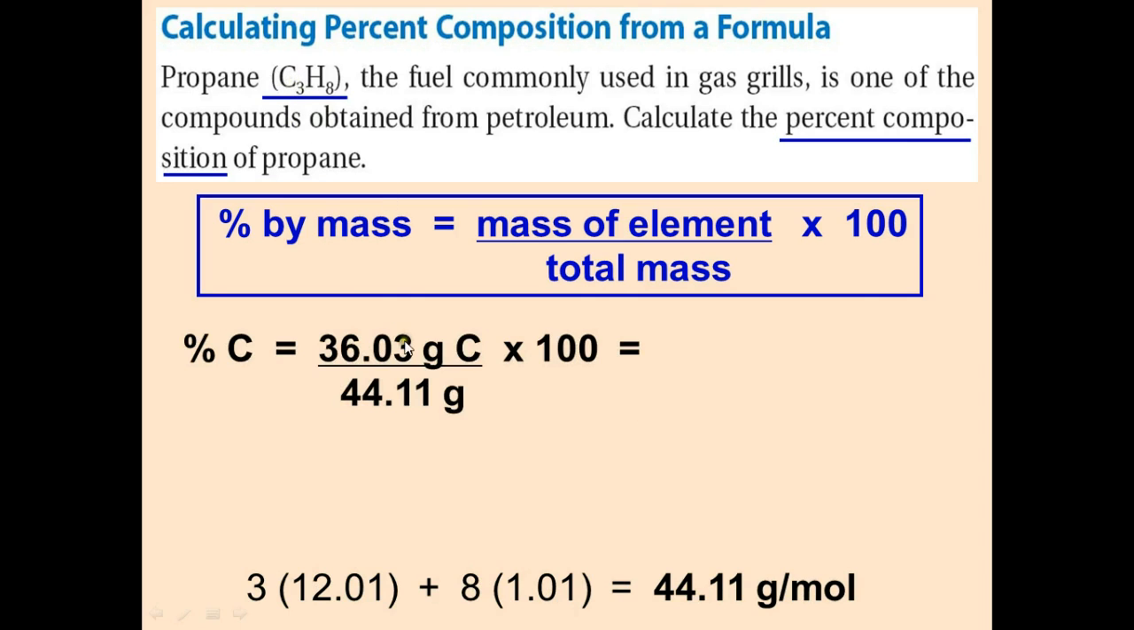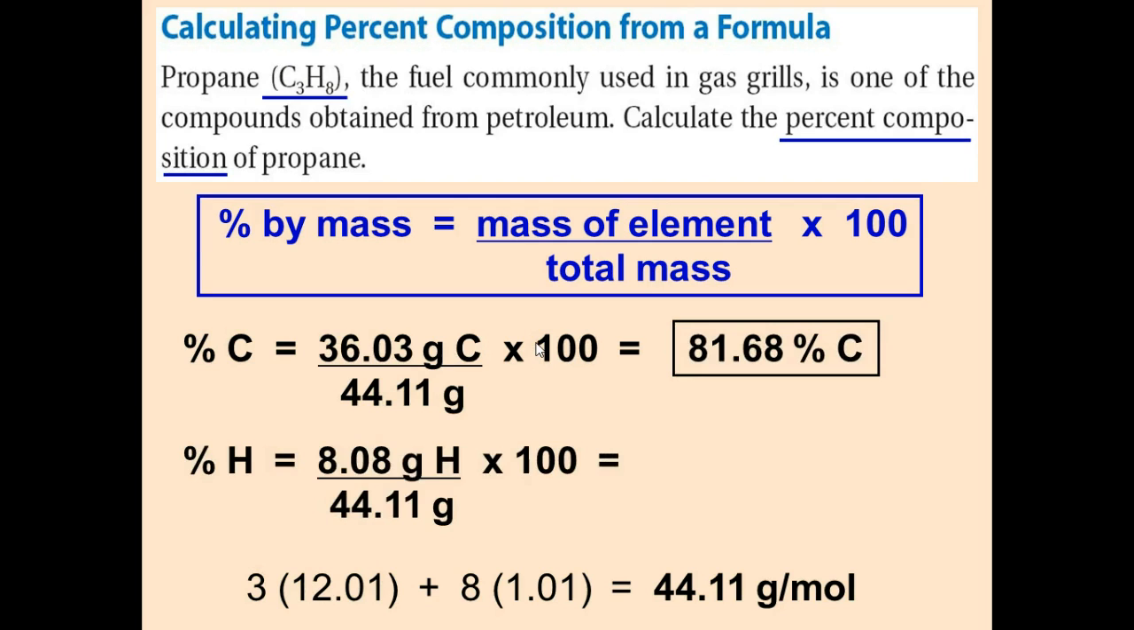Then we can find the percent composition of carbon by multiplying 3 times carbon's atomic mass, because there's 3 carbons, so it'd be 36.03. And if you have calculated the total, you should just leave your work, and this would be carbon, because 12.01, which is the atomic mass of carbon, times 3, you can just literally put this in on the top and divide by 44.11, and then multiply by 100, and you get the percent of 81.68.